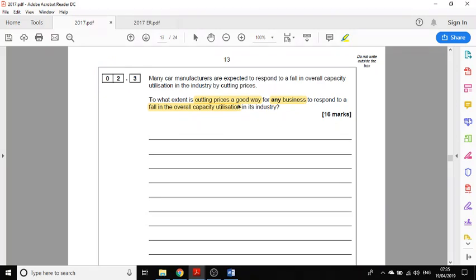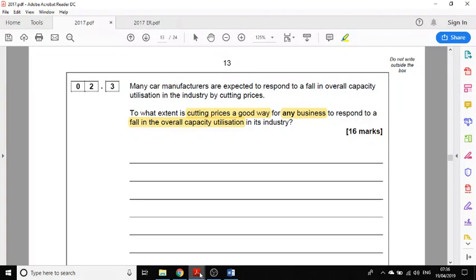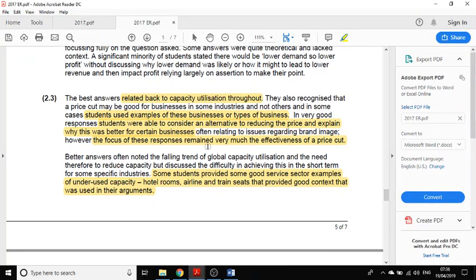Remember, the question is: is cutting prices a good way for any business to respond to the overall fall in capacity utilization? You don't need to mention any other methods to respond to a fall in capacity utilization. You're just answering, is cutting prices a good way? But the examiner's report says, if you're saying that cutting prices isn't a good way for certain reasons, if you can offer an alternative and explain why it's better than price cutting, that's still answering the question, but the focus has to be on cutting prices.